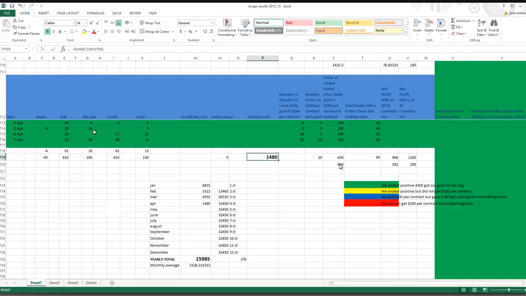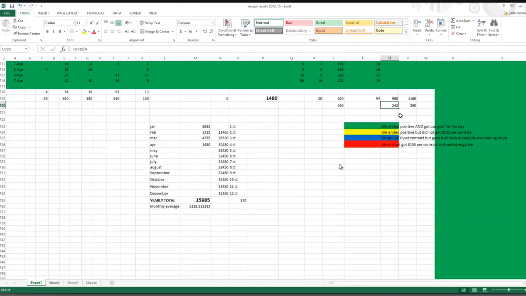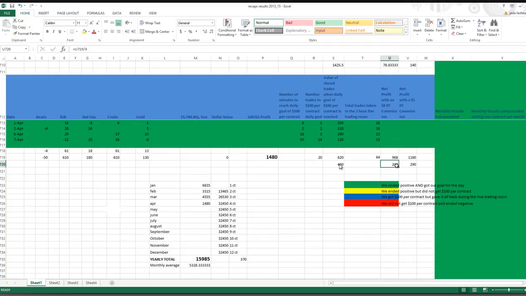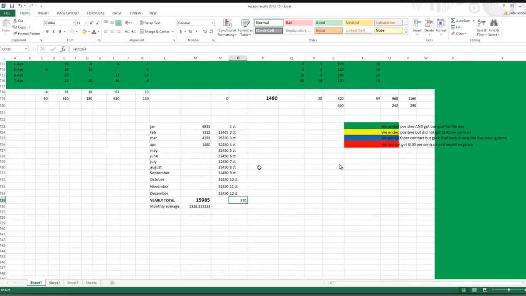On the month, we're up 1480 so far. If you apply an $8 commission to every trade we've taken, you would be up $968 net. If you apply a $5 commission to every trade we've taken, you would be up $1160 net. Average daily net profit with an $8 commission, $242. Average daily net profit with a $5 commission, $290 so far for this month. Gross average daily profit so far for the month, $370.